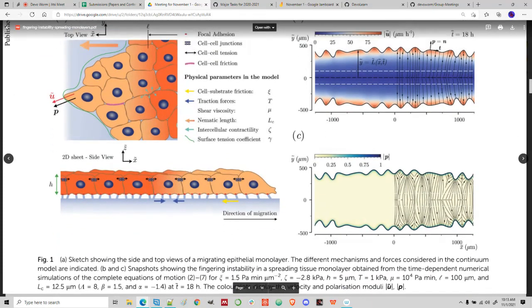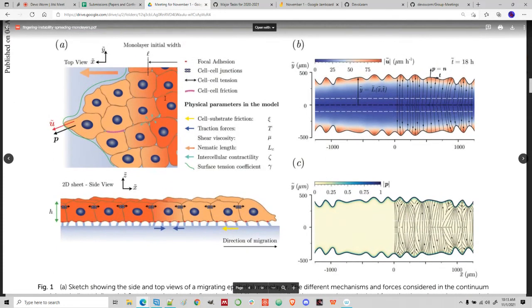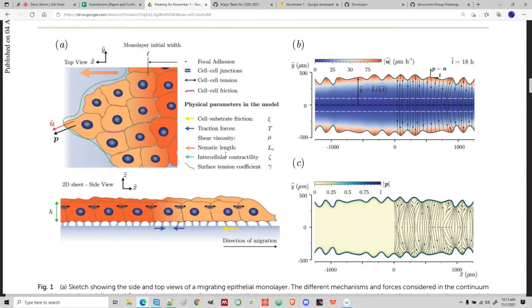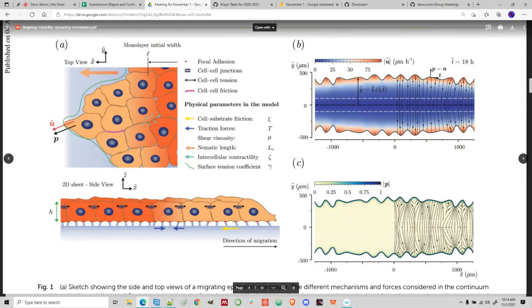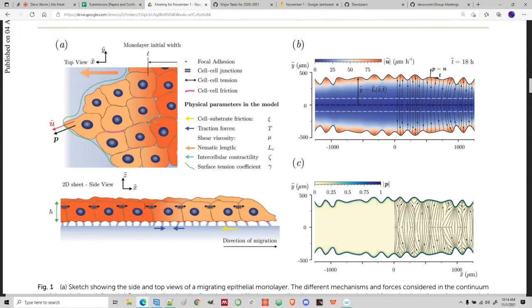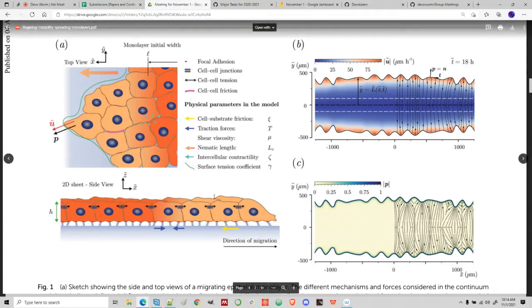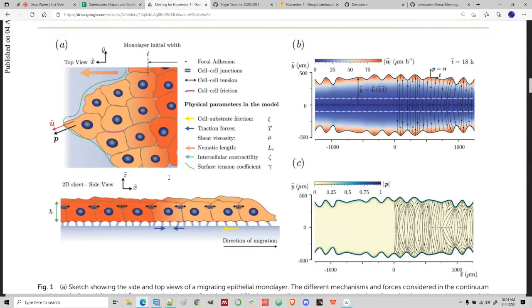Right. So this is a migrating epithelial monolayer. If we look at the cells here, they are moving in this direction, and you have all these different types of physical parameters in your model. So they have nematic length, which you mentioned is this type of organization, and there's a length to it. Shear viscosity, traction forces, cell substrate friction, intercellular contractility, which is how the cells are contracting against one another, and then the surface tension coefficient. So basically all of these occur in various forms. If you do a Rayleigh instability on a surface, you end up with traction forces.